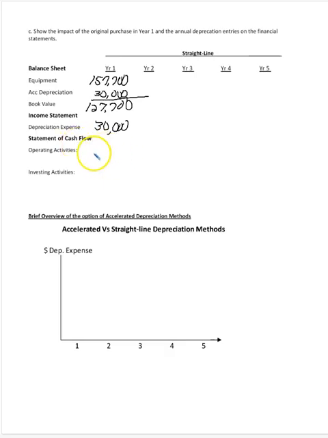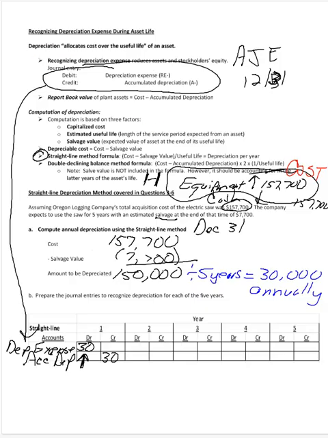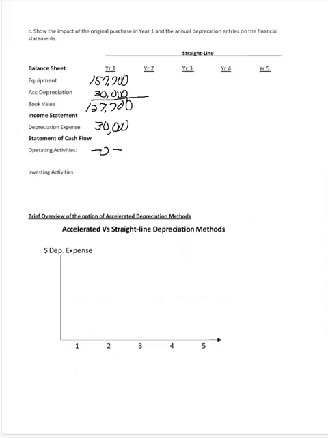There was no cash out to spend on it, but we did pay cash. Right? We paid cash out to buy the asset. That was an investing activity. So $157,700 to purchase the equipment. Okay, so there we go in year one.